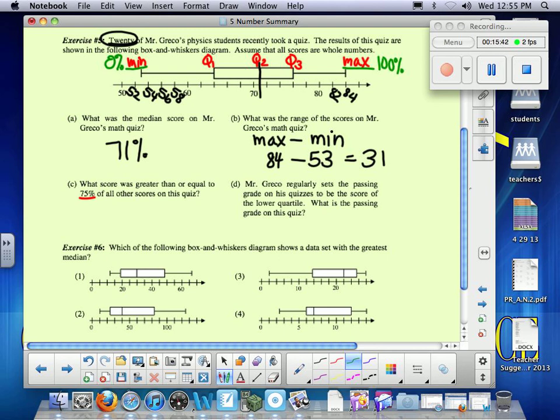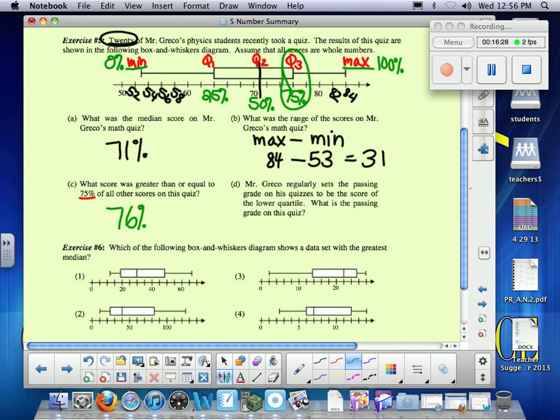What do you think Q2 is going to be, as far as what percent of our data? 50% of our data. Q3 will be 75, Q1 will be 25. So this is 25 and 75. I don't know if you remember at the beginning I said we're going to divide our data into 4 parts: 25% of the data, 50%, 75, and then 100. So letter C is asking what score is at this Q3 place? 76.